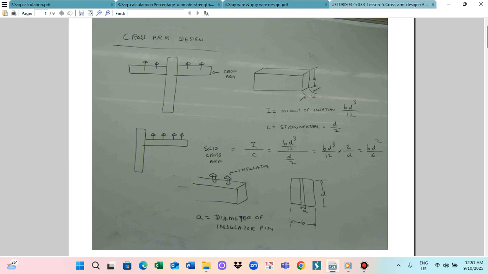This is the solid cross arm. It's B D squared by 6. But a cross arm is never solid because we have to make the hole. We have to make the hole to install the insulator pin. So when you install the insulator pin here, so this is the cross arm.